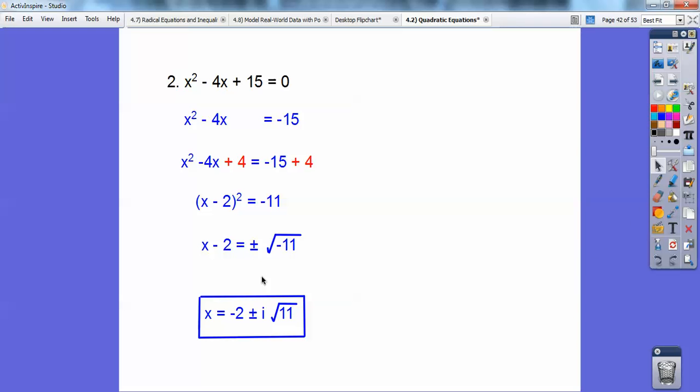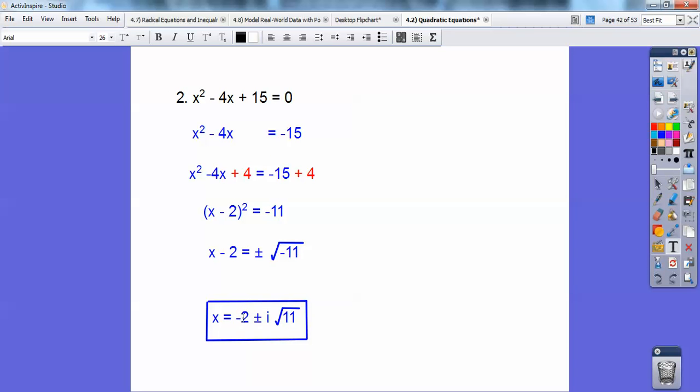And square root both sides. And then don't forget square root of negative is i root 11. So this should be a positive 2. Whoops, there's another mistake, you guys. It should be a positive 2 right there. Okay, that's going to throw me off just a little bit. Let's see, that should be a positive 2. Okay, so 2 plus or minus i root 11.